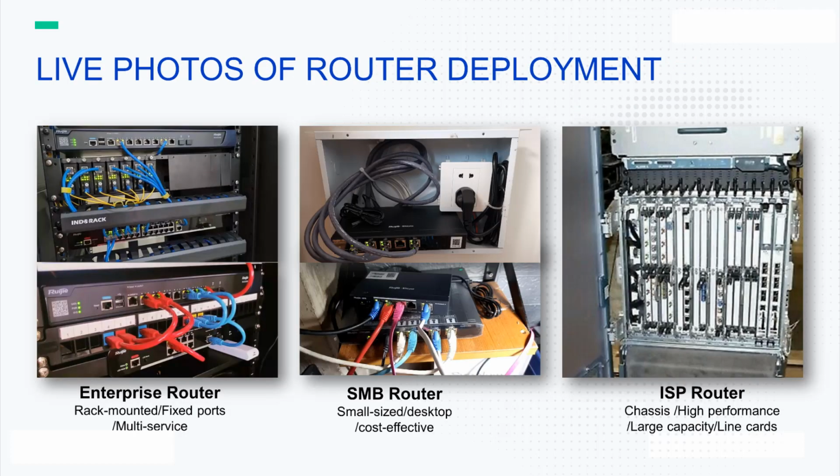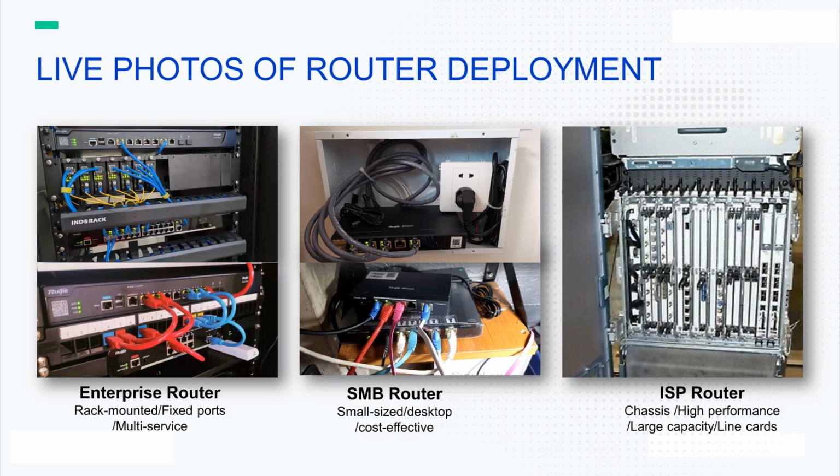Then there are few live photos of a router deployment. So where do we find these kind of routers? We can find an enterprise router, which is usually rack mounted with fixed ports and multi-service. We can also find some small routers, some SMB routers, small to medium business routers, which are small in size. They are usually called desktop routers as well, and they are very cost effective small routers.